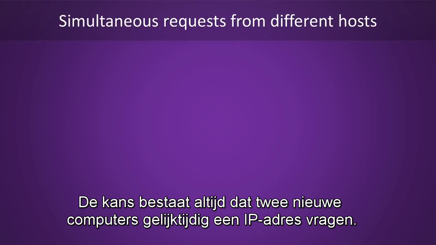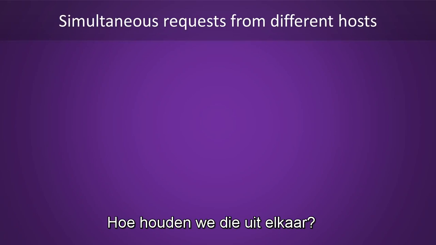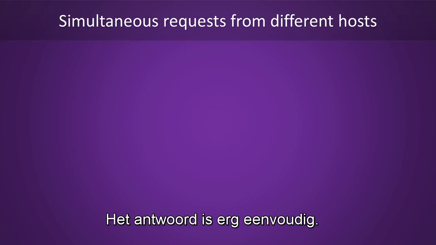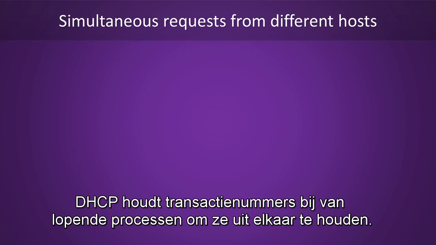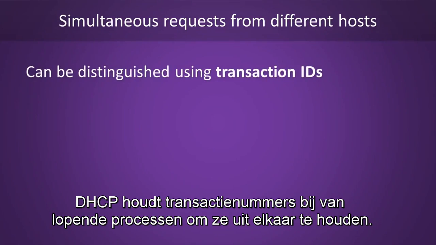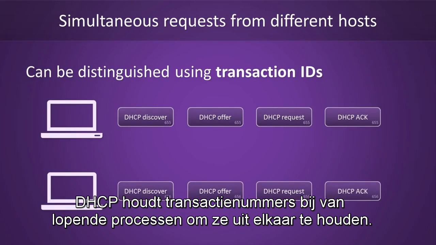There's always the possibility that two new hosts start asking for IP addresses simultaneously. So, how can we keep them apart? The answer is relatively simple. DHCP uses transaction IDs to keep track of ongoing procedures and to distinguish them from one another.